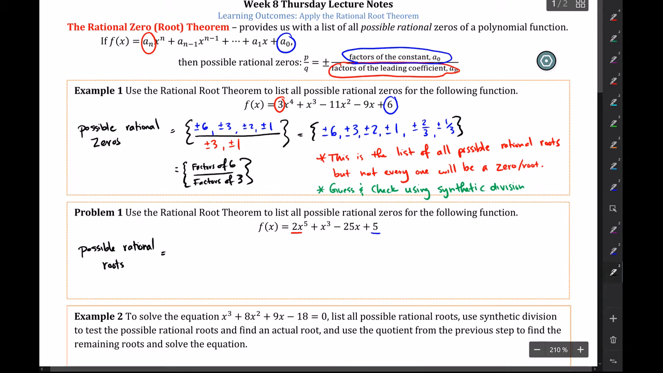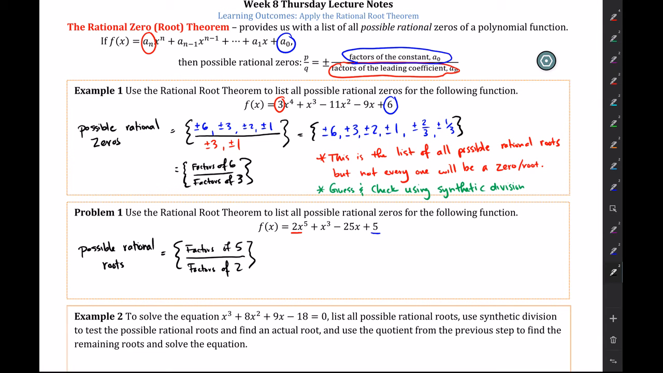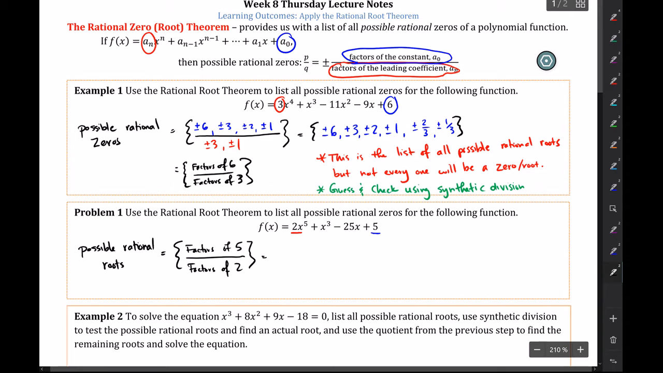factors of 5 over factors of 2. And remember that if 1 is a factor of 5, so is negative 1. So you have to take plus or minus all these numbers. Okay, well that's going to be plus or minus 5 or plus or minus 1 over plus or minus 2 or plus or minus 1.